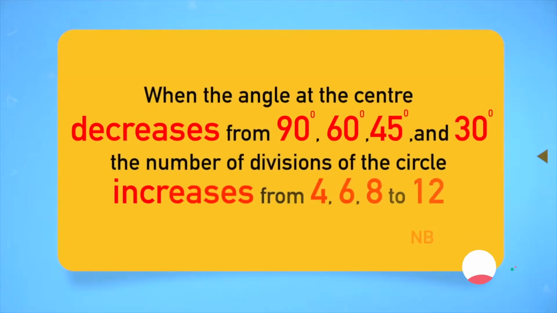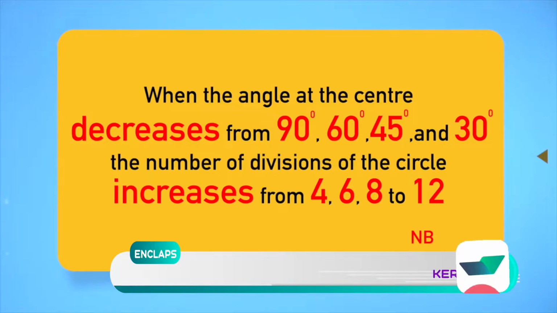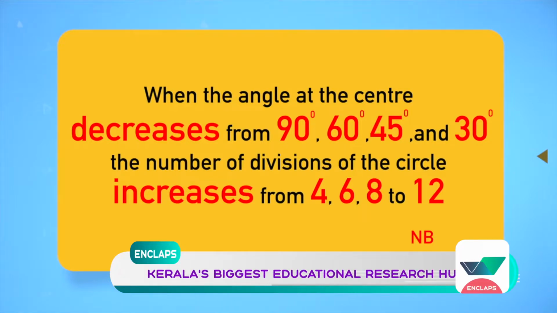What are you seeing here? When the angle at the center decreases from 90, 60, 45 and 30, the number of divisions of the circle increases from 4, 6, 8 to 12. Have you found the content in the box? And have you seen NB? Write it in the notebook.